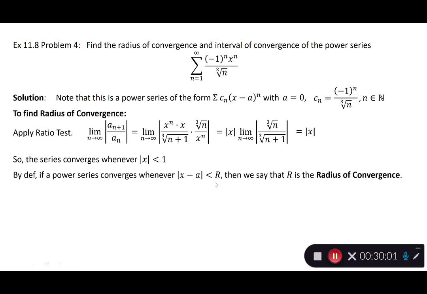So radius of convergence in this case is just 1 based on the definition of radius of convergence. Cool? All right. So what's the interval of convergence is the next question that we'll tackle. And that you got to pay a little attention. To find the interval of convergence, we have that the series converges whenever absolute value of x is less than 1. What does that mean? That means -1 is less than x less than 1.